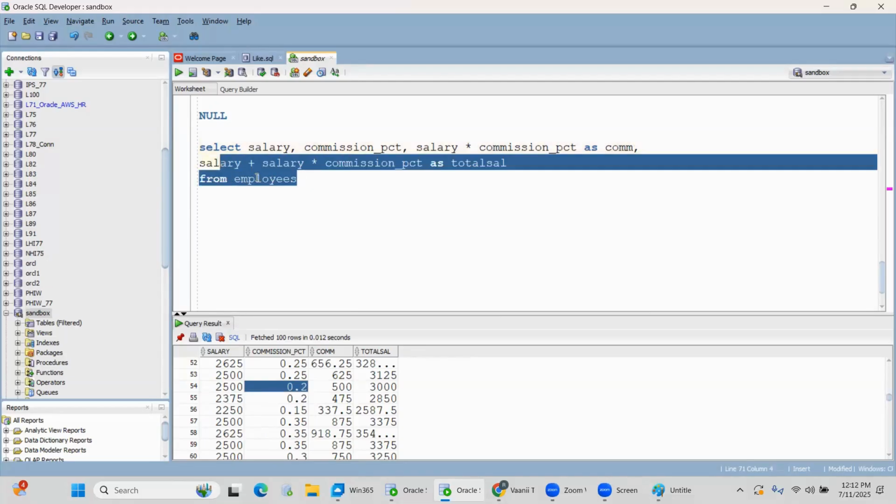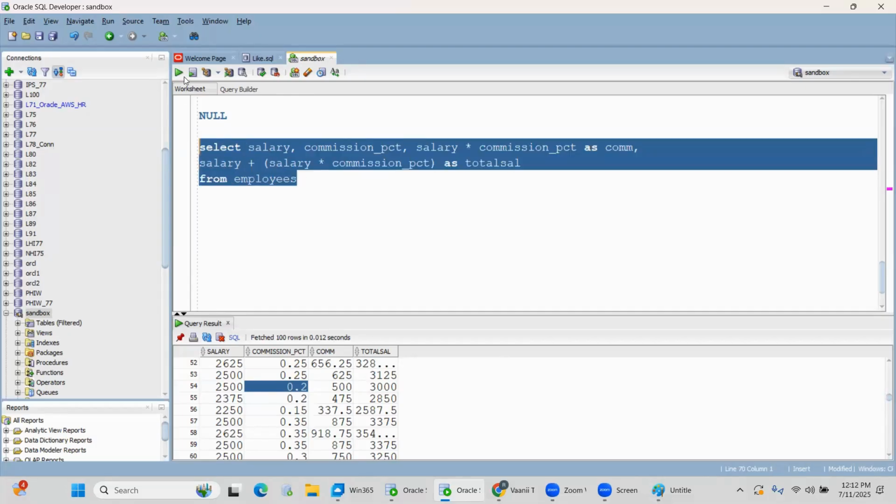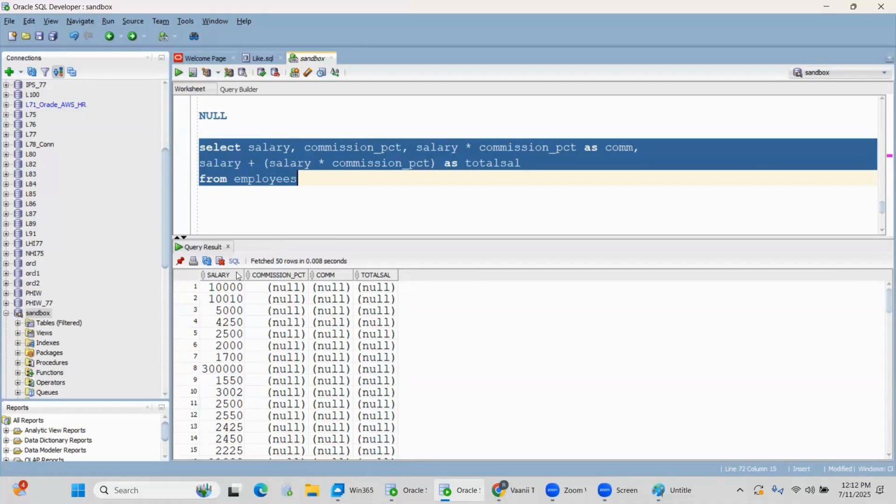But now, what I did here is I added the salary and I added the commission amount to get the total salary. But do you see one thing here? Salary is $1,000, commission is null, but it's making the total null. Why is it happening like this, guys?